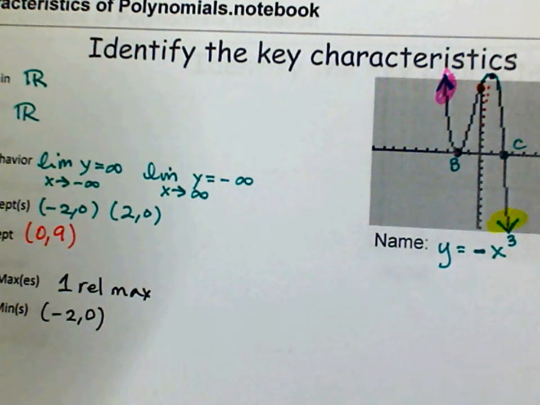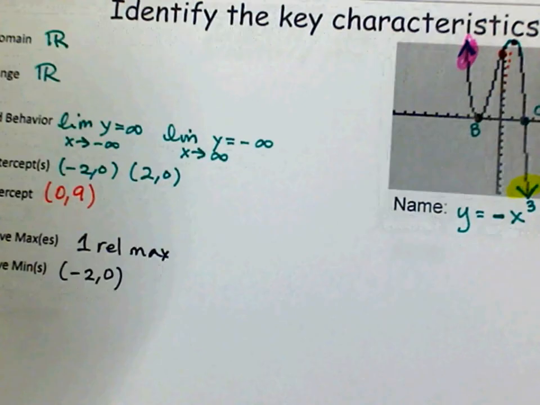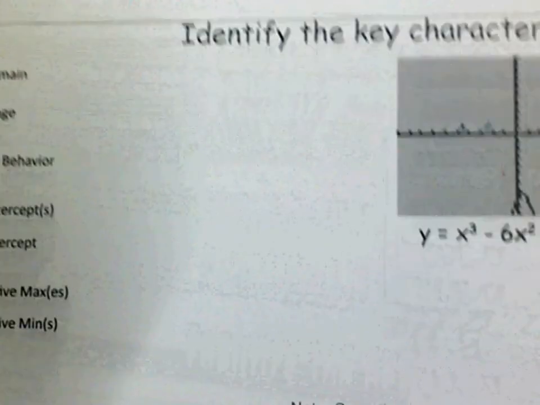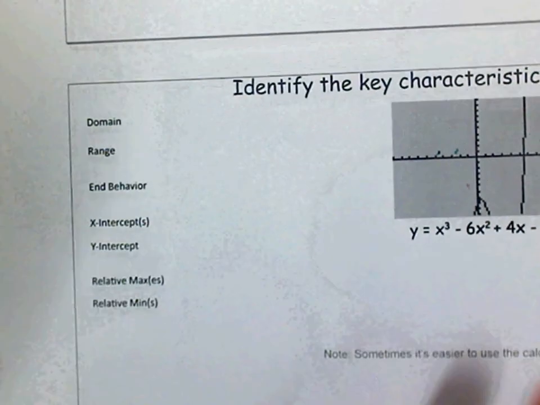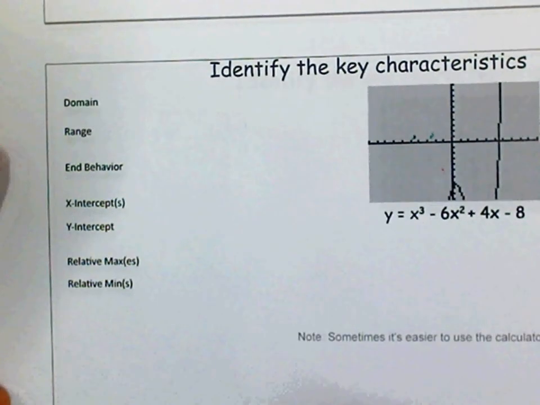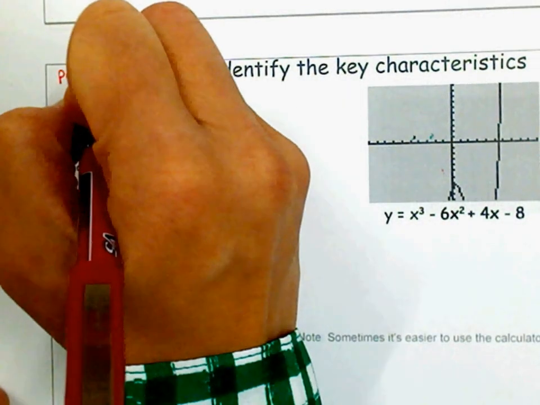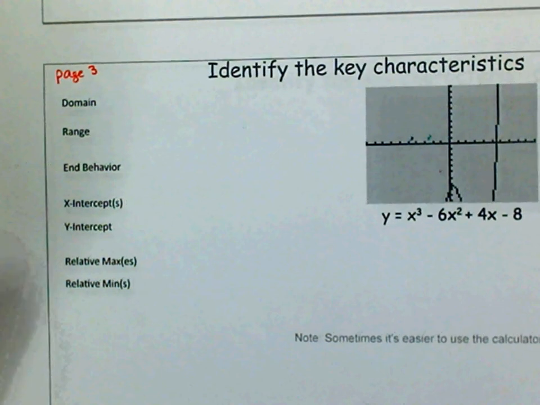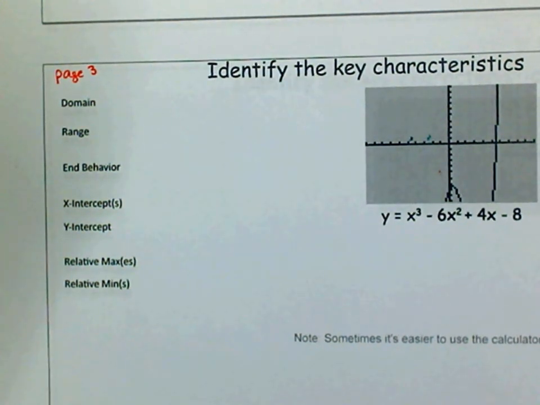And this thing could go all the way up here and then down, right? So you would be guessing. Just tell me there's one relative max. Sounds good? We don't know what it is, so we can't say what it is. What do you guys think? Not too bad? All right, let's go to page 3. We're going to use a calculator this time.